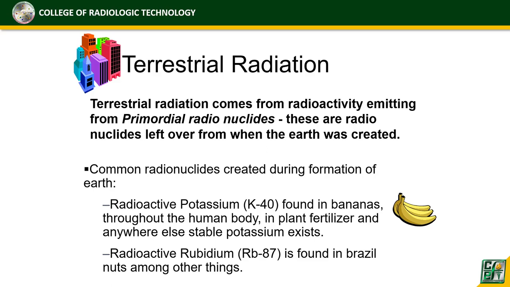So, common radionuclides created during the formation of Earth. So, nandyan yung ating radioactive potassium, which is potassium-40 or K-40. So, they are found in bananas. They are found throughout the human body, in plant fertilizers, and anywhere else stable potassium exists. Okay, so nandiyan din yung radioactive rubidium or Rb-87. So, it is found in Brazil nuts, among other things. So, mga nuts na nagmula sa Brazil.